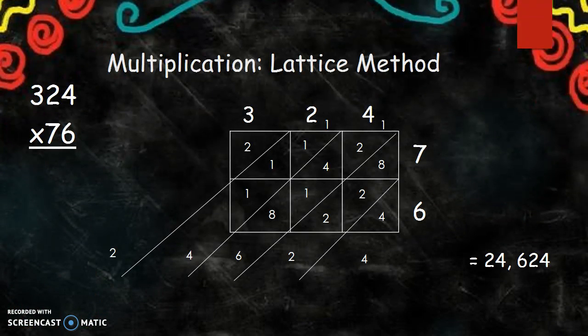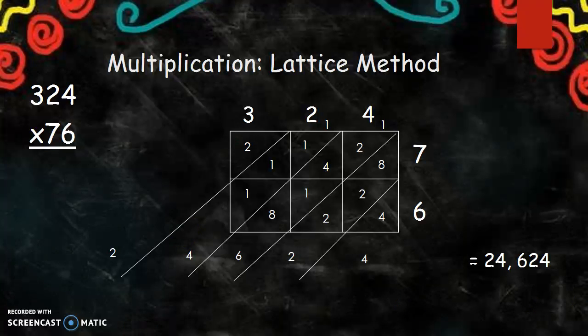Okay, now we will move to our multiplication method. For multiplication, I chose to do the lattice method. Now, our problem is 324 times 76.